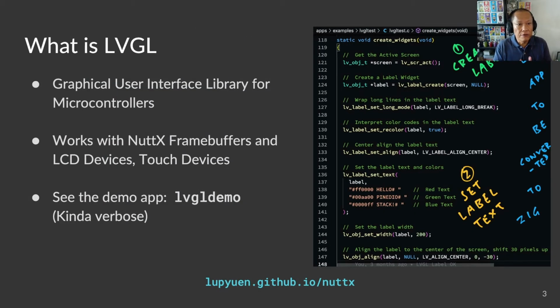Let us talk about LVGL. LVGL is a very popular graphical user interface library for microcontrollers. It works great for rendering text, graphics, buttons, and other interactive widgets. In fact, I first used LVGL on a PineTime smartwatch, then I ran it on PinePhone. LVGL is natively supported by NuttX. It works great with NuttX frame buffers, LCD devices, even touch input devices. There is a demo app bundled with NuttX, but be careful. The code is super verbose because it tries to create all kinds of LVGL widgets. For today, we shall look at a simple LVGL demo that creates a single text label.